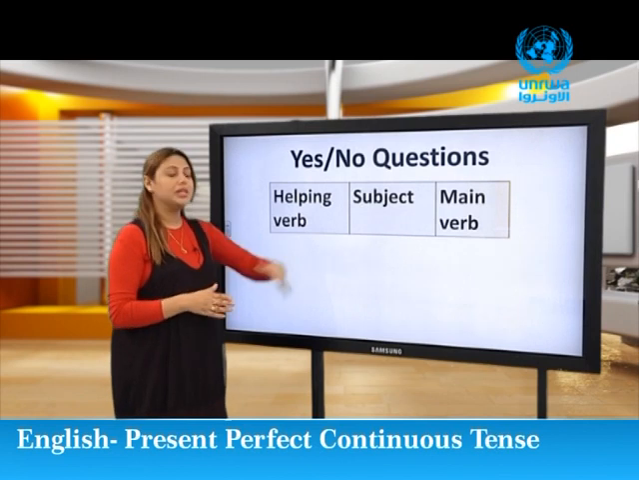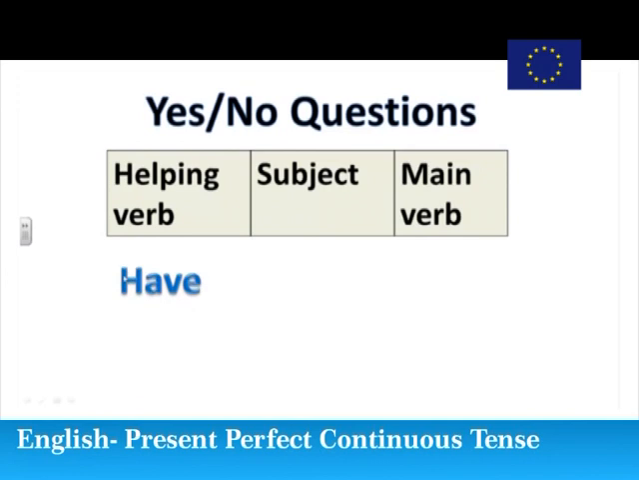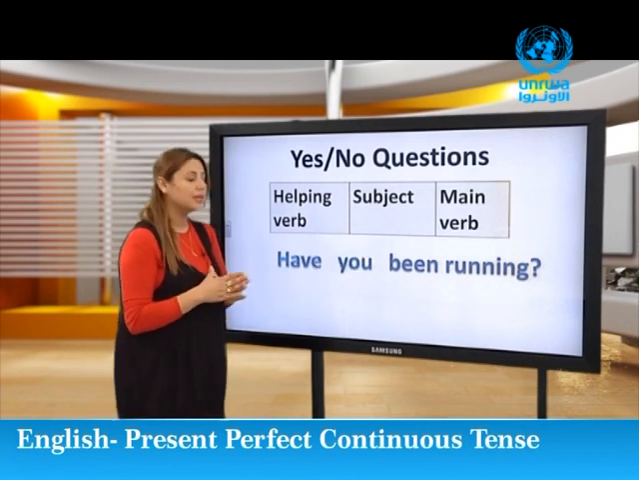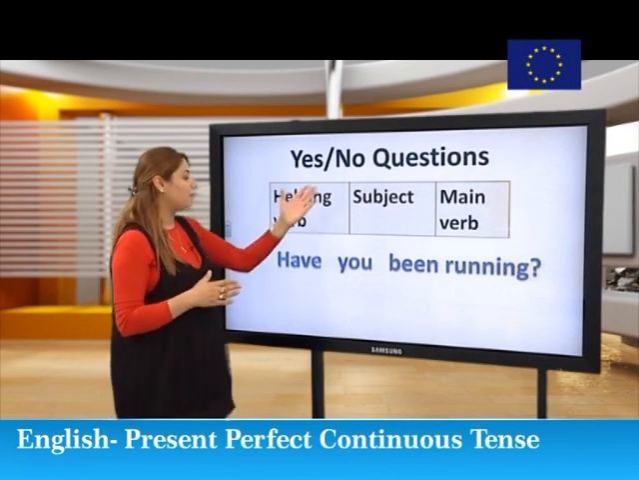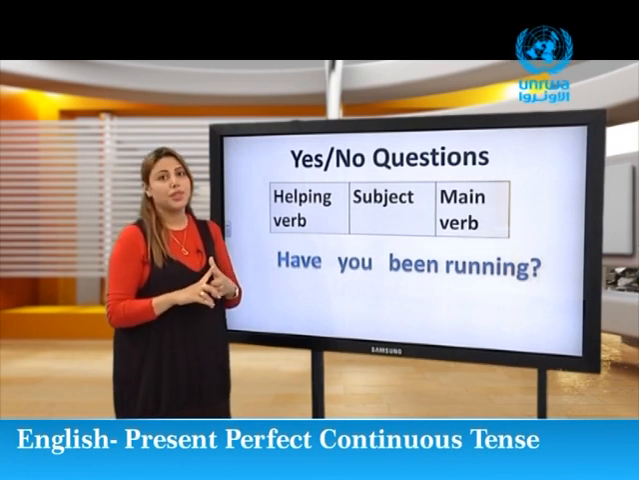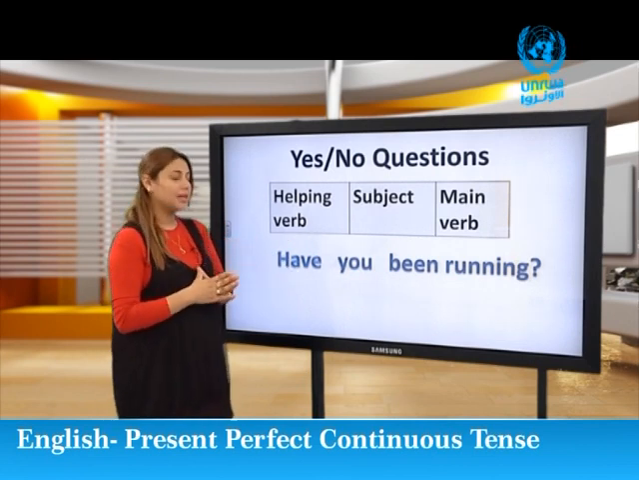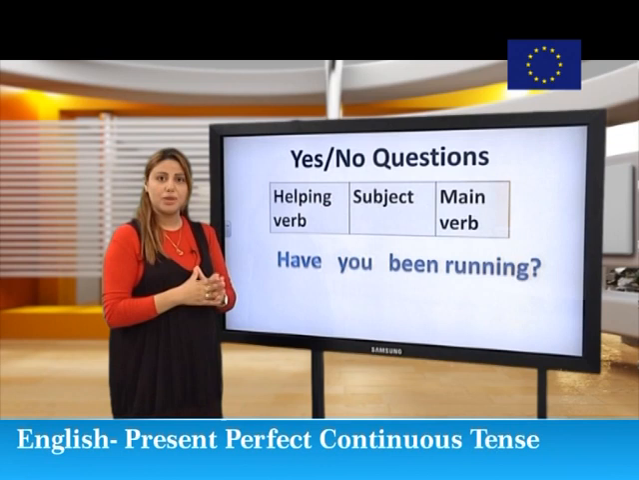Helping verb, then subject, then main verb. Let's take some examples. The helping verb have, the subject you, the main verb been running. Have you been running? مرة أخرى الفعل المساعد هو have أو يمكن أن نستخدم has. الفاعل you أو أي فاعل تريد أن تستخدمه he, she, it, they, we, Adam, Sarah, the students. ثم بعد ذلك been running.